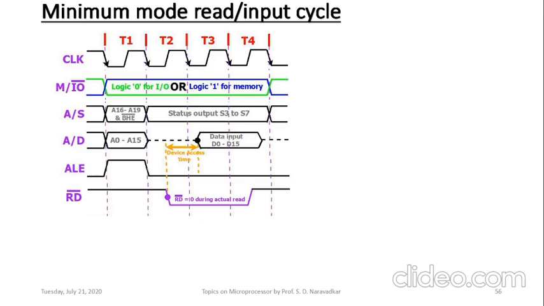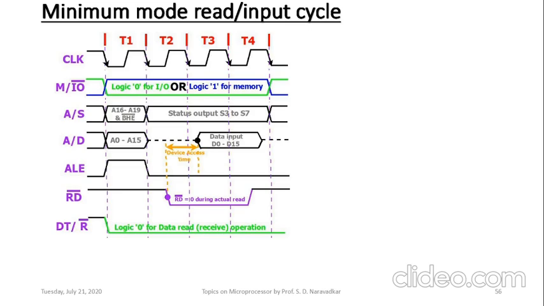Then next is the DT/R bar signal, which will define the direction of data flow through the data bus transceiver, and that data bus transceiver must be set in a receive mode because data is to be received by the processor, to be input by the processor, to be read by the processor. That's why DT/R bar signal initially assumed to be logic 1, but it is made logic 0 at the beginning of this bus cycle itself, and it remains logic 0 for the entire data read operation, receive operation.